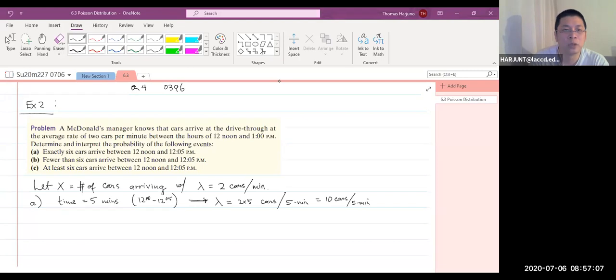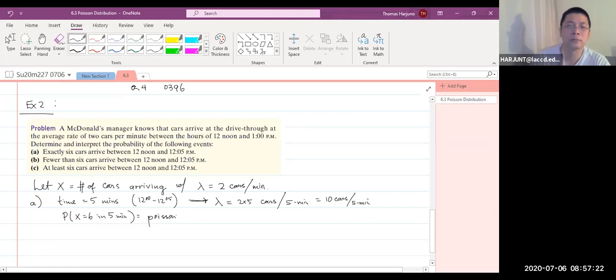Now then, the probability that X equals 6 in 5 minutes equals Poisson PDF or CDF. We just need exactly 6. In fact, they use the word exactly to help us. So that will be Poisson PDF. The average is 10. The number of incidents we want is 6. So you see I have probability notation and then calculator notation.